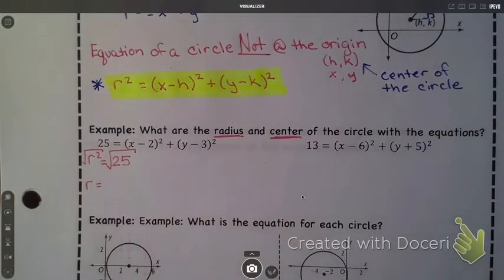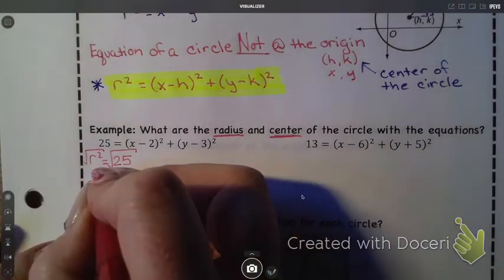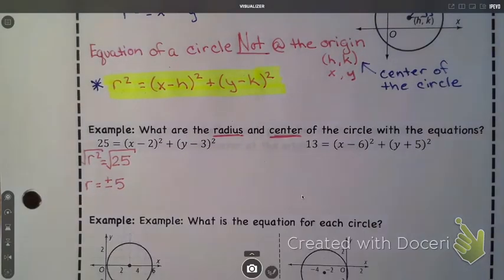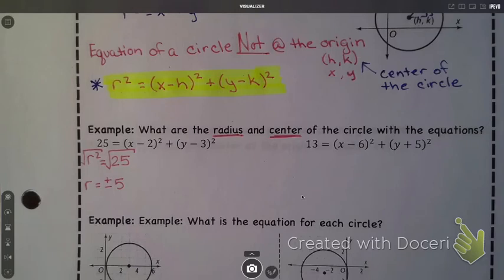When I take the even root of something, Ainsley, how many answers do I have? Two. Plus or minus. I have positive or negative 5. Because if I took negative 5 times negative 5, I would get what? Positive 25. If I took positive 5 times positive 5, I'd get what? Positive. So either one of those gives me positive 25, right?